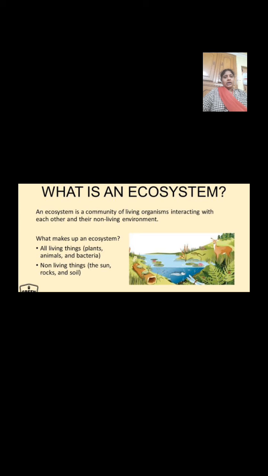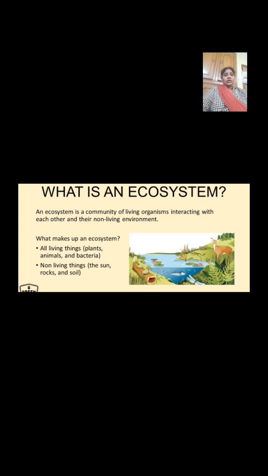Can we live, children? We are living things. Without interacting with and depending on non-living things like air, water, soil, sunlight and all, can we live there? Can we live in an area? Can we imagine our life without this non-living environment? We cannot. So, an ecosystem is a community of living organisms which are interacting with each other.